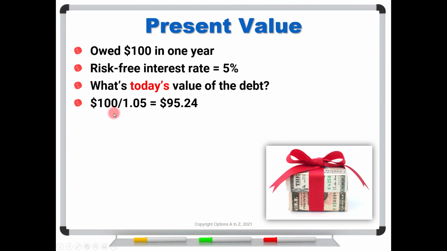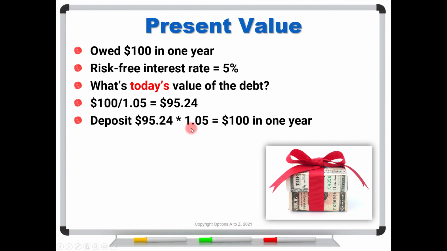Why? Because you could deposit that money and earn 5%, multiplying by 1.05, and that would give you the same $100 in a year. So once we account for the time value of money, we can see that even though we're dealing with different values, they're really the same. $95.24 today is exactly the same thing as $100 in 1 year if the interest rate is 5%. So keep this basic point in mind, and now let's see how you can get illusions with your vertical spreads.